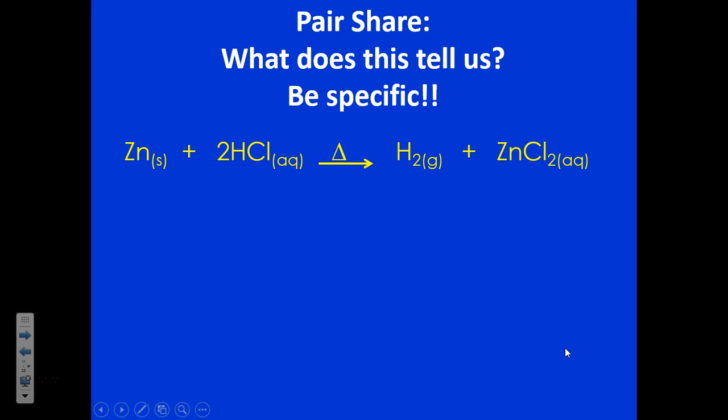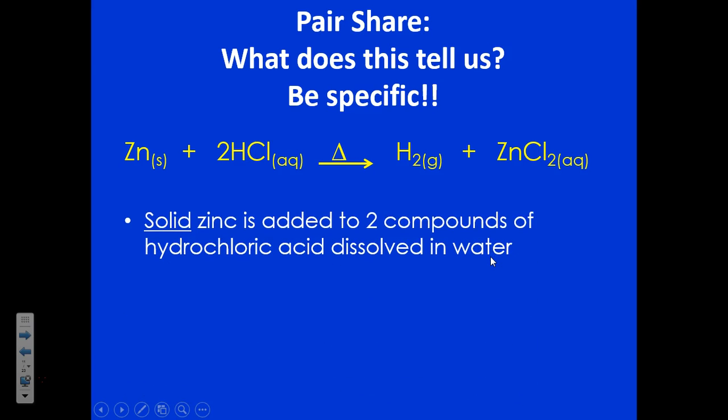All right, so this has solid zinc, which normally we just call zinc metal. It's reacting with aqueous hydrochloric acid, so dissolved in water. When you mix those together, you should warm it lightly, which is what the delta means. The products formed with this reaction are hydrogen gas, H2 gas, and zinc chloride, which remains aqueous, which remains dissolved in water. So that's kind of what that means here.